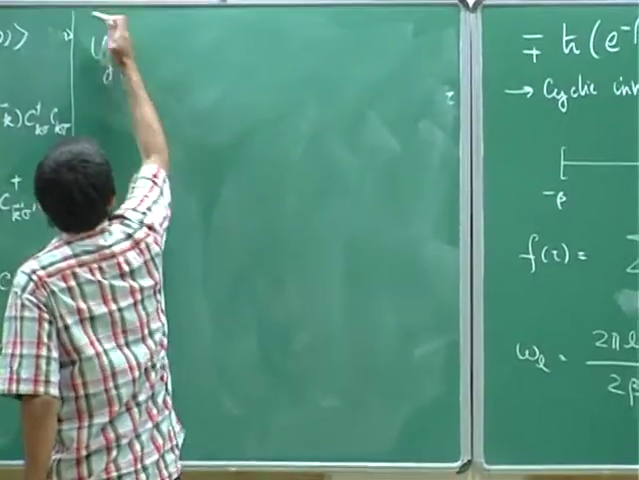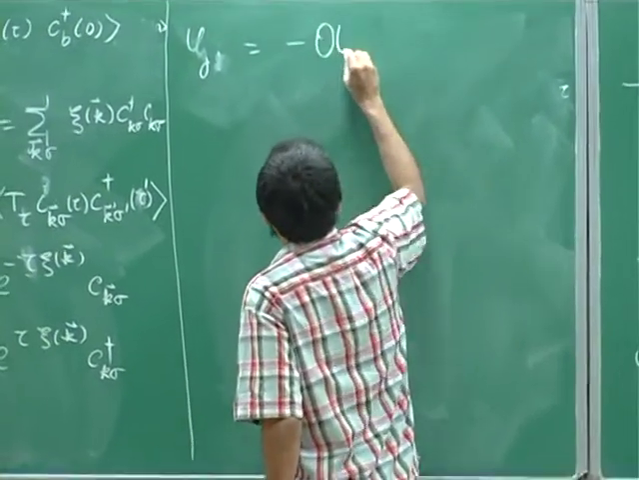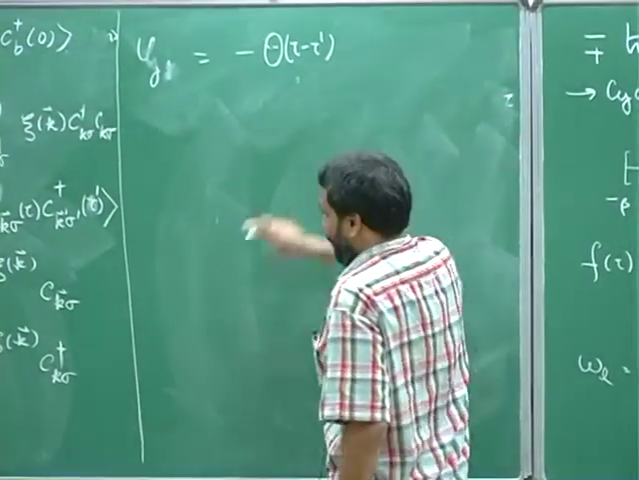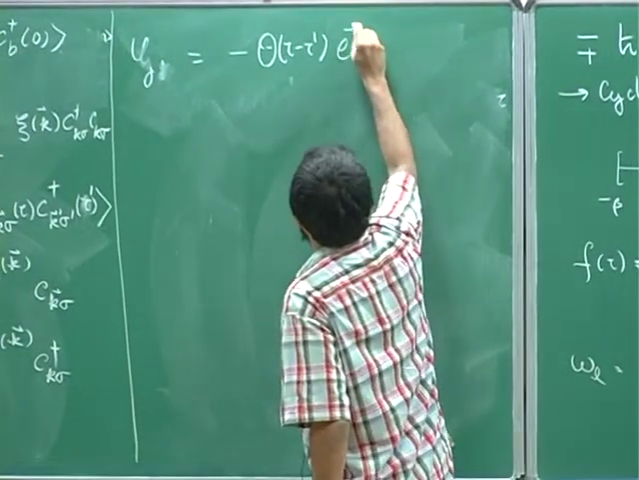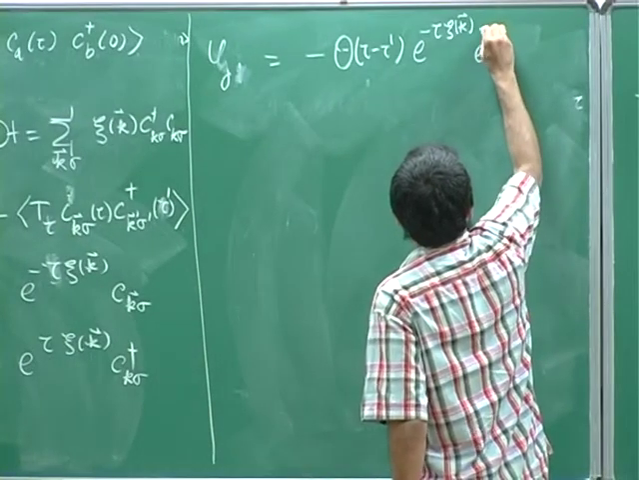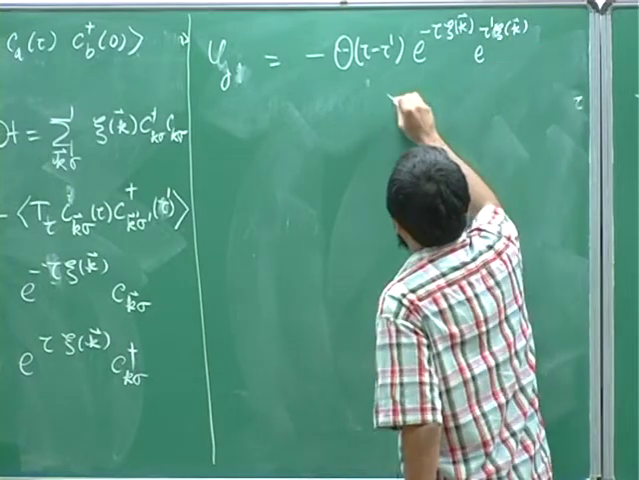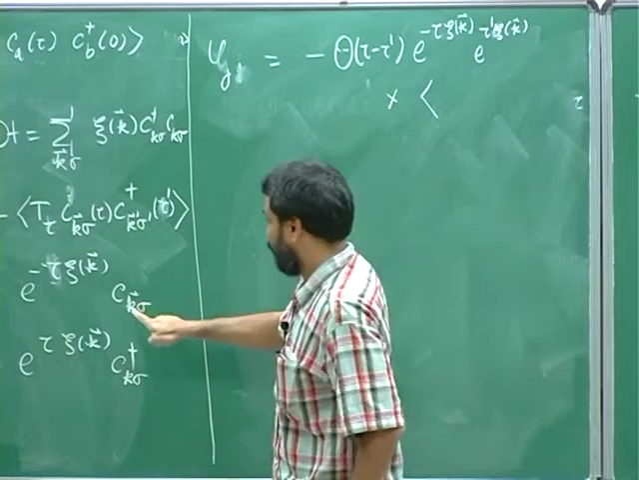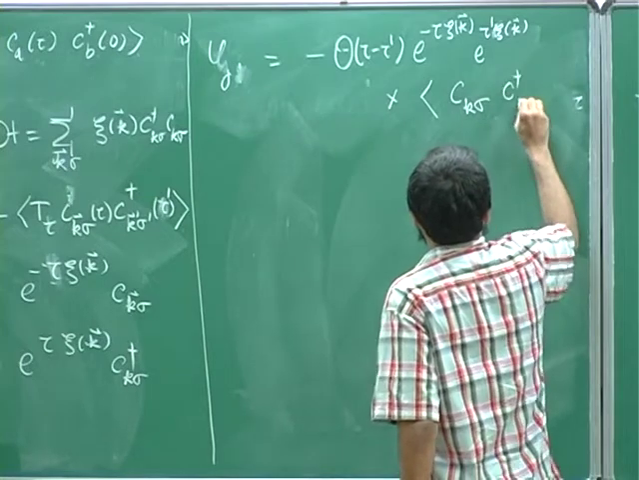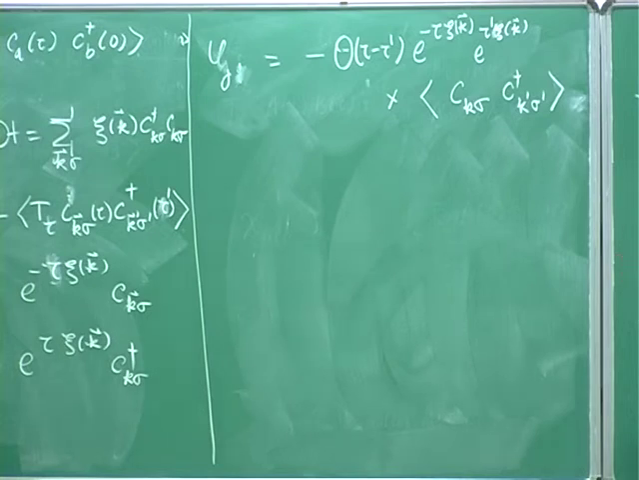So this quantity, which I will just abbreviate as G, this quantity is minus theta of tau minus tau prime. I'm looking at the positive values of that, and I pick up these two factors, e to the minus tau Ck here, and then e to the tau prime Ck prime, multiplied by the expectation value of these operators now. So that will be Ck sigma C dagger K prime sigma prime. That's for the positive values of tau minus tau prime.